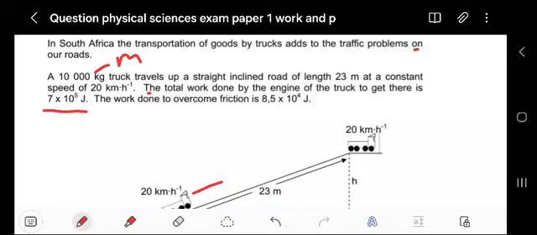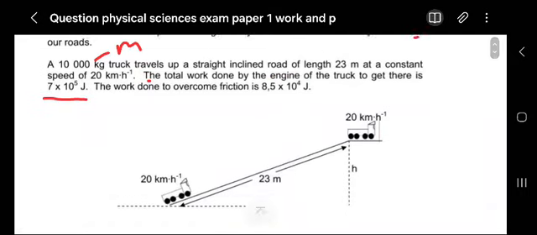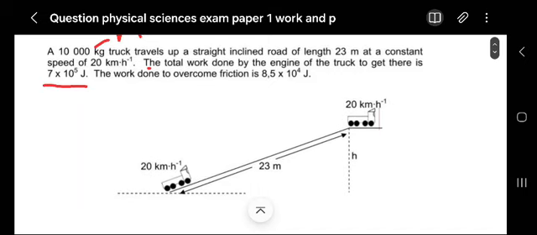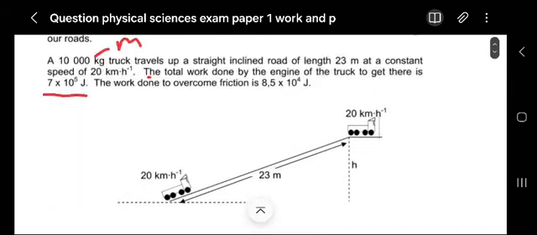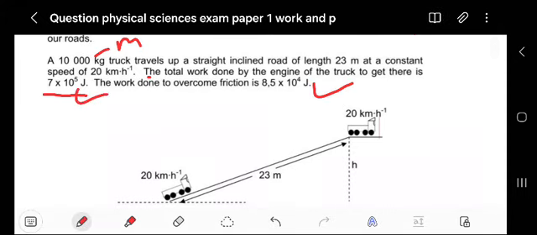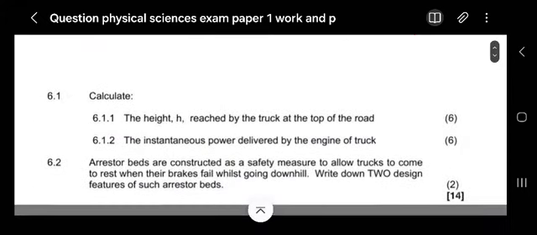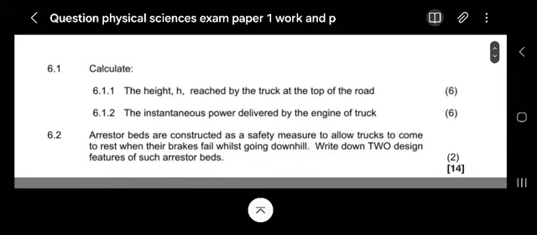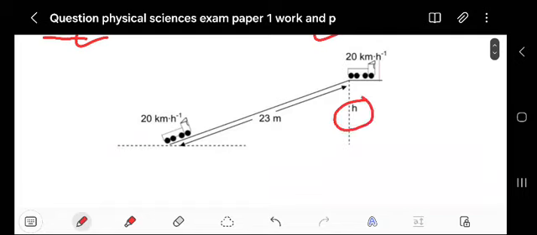The engine is the one obviously that propelled this truck to reach the top. That is the work that takes place there on the engine. So we have the work done to overcome friction, and we have two non-conservative forces. As you can see, this is a non-conservative force, and this is a non-conservative force. Question 6.1.1 says calculate the height h reached by the truck at the top of the road. We want this h, right?